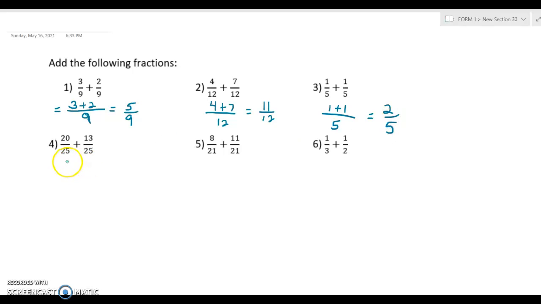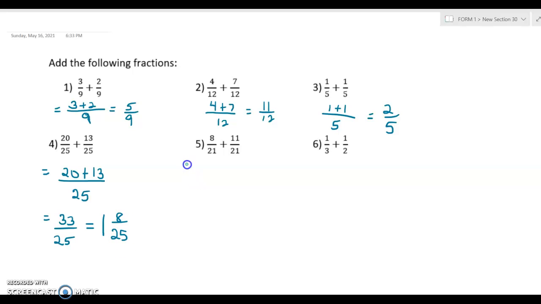And then number 4, we have, again, 20/25 plus 13/25, same denominator. So let's add the numerators, 20 plus 13, you get 33/25. Now you can leave it as an improper fraction, or you can change it to a mixed fraction. 25 can go into 33 one time, and we'll have a remainder of 8. So it'll be 1 and 8/25.